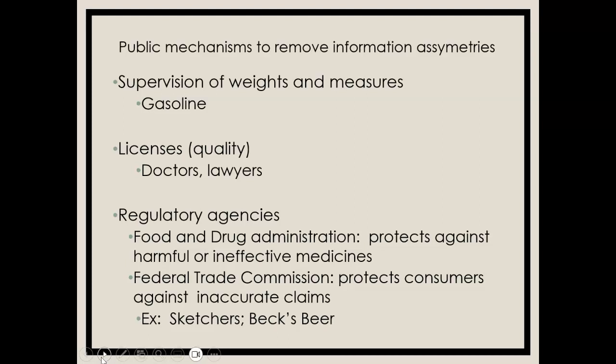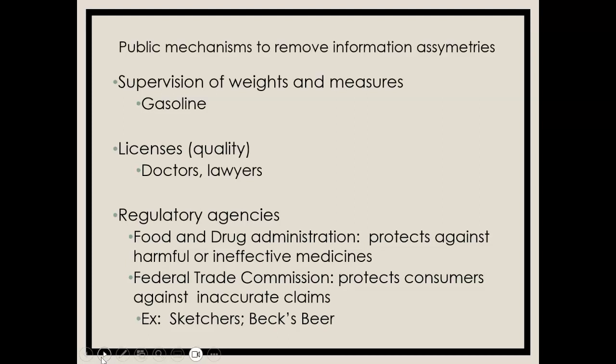When it comes to quality, for some services like doctors and lawyers, we depend on their having licenses so that we know that the doctor or lawyer that we're hiring will give us high quality service. And finally, there are regulatory agencies that look specifically at products and tell us what the quality of those goods are. For example, the Food and Drug Administration protects us against harmful or ineffective medicines by demanding that manufacturers go through a rigorous approval process and that they check and make sure that all the details of that process were run correctly.